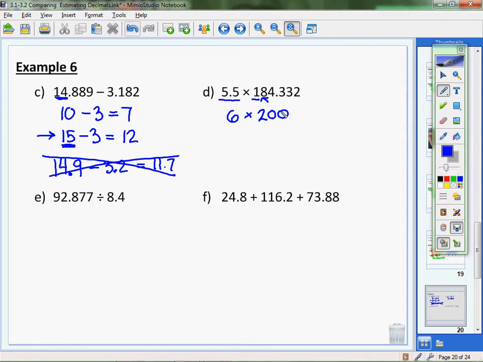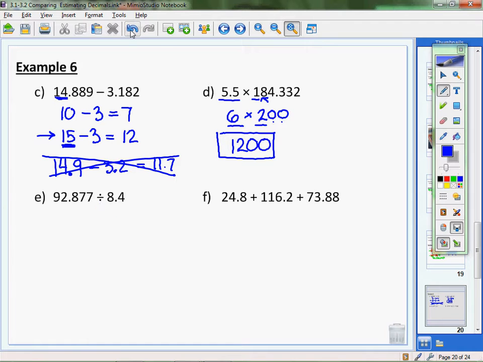6 times 200. We've got lots of zeros, so we're going to do 6 times 2 is 12. And then there are 2 zeros in the problem, so we need 2 zeros in the answer. So 1200 is the answer. Part E. This is a division problem.